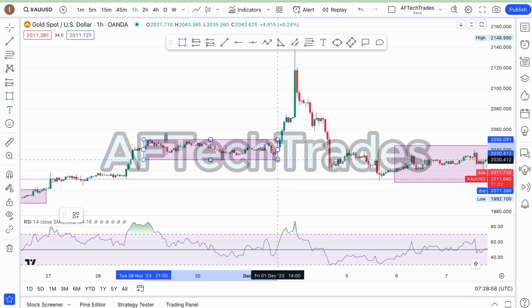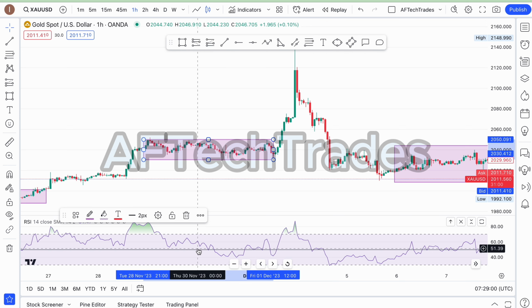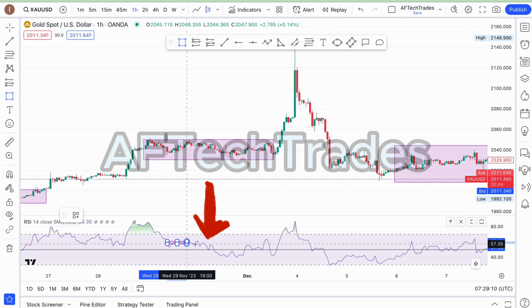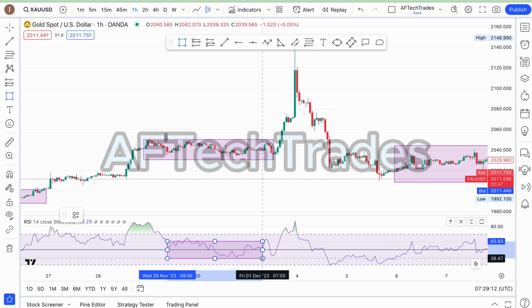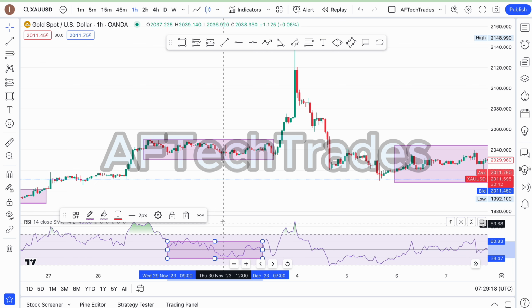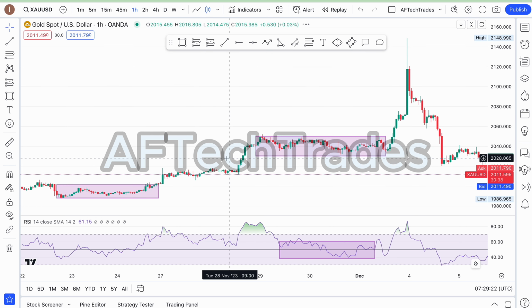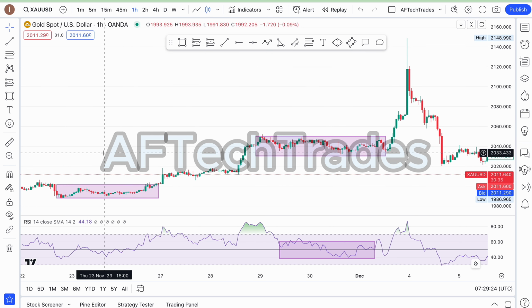And if you check your 50 EMA, you see that the market is ranging around that side also. Let me just mark it out for you to see down here. You see, it's not going up or down. It's just ranging around the 50 EMA. So that is how to identify a ranging market using your RSI.